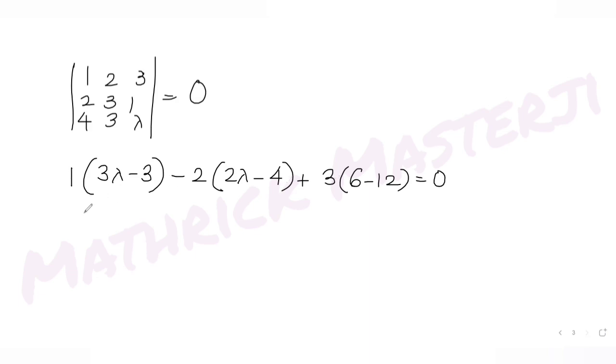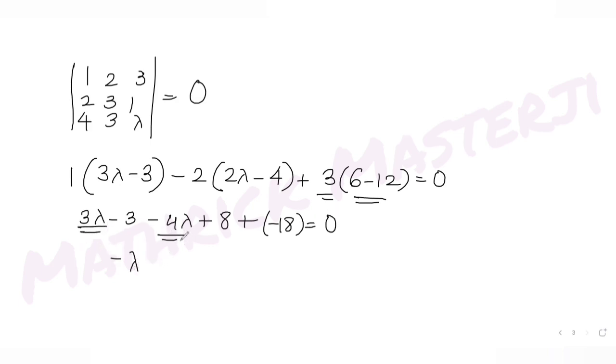So if I further try to solve it, I get 3 lambda minus 3 minus 4 lambda plus 8, and 3 into minus 6, which is basically minus 18, is equal to 0. So from here I get 3 lambda minus 4 lambda, which is minus lambda, minus 3 plus 8, which is 5, and minus 18, which is minus 13. So from here I get lambda is minus 3.